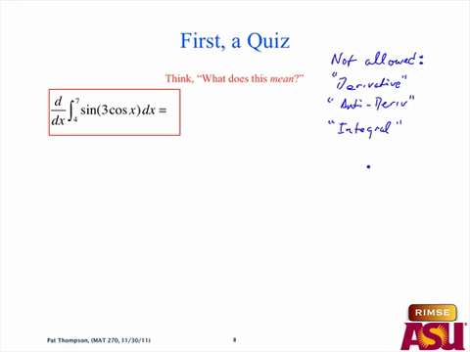Anybody want to give it a shot? Kim, is it a rate of change? So is it the second rate of change function? So it's the rate of change of a rate of change.